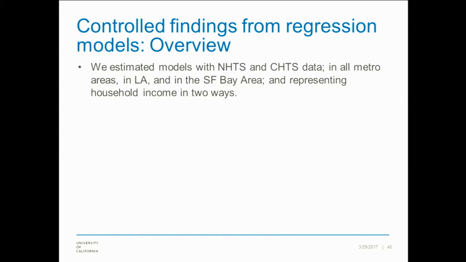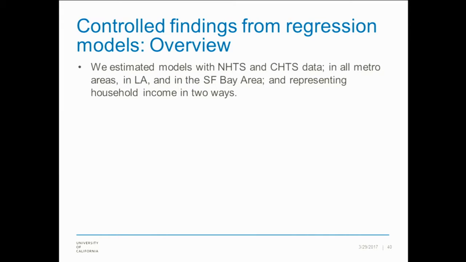And we also represented household income in two different ways, and one of those was with a continuous and a squared term, and the other one was with threshold variables. And this is a set of technical details, but it's important because it tests whether or not the way the model is structured yields different results. And we did find some differences.